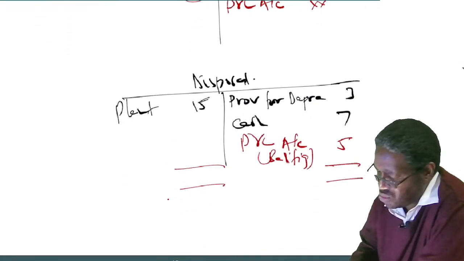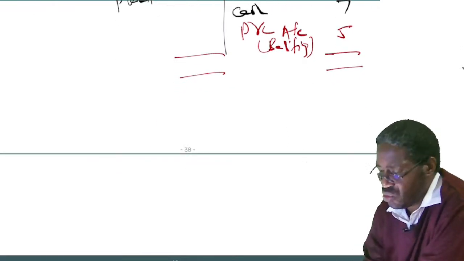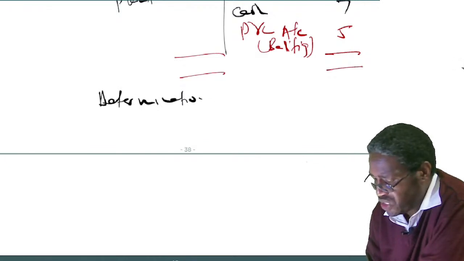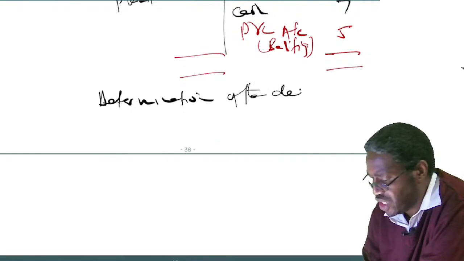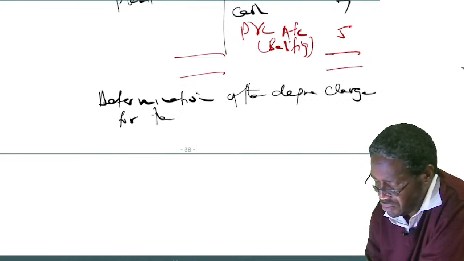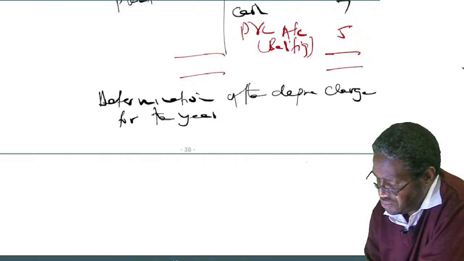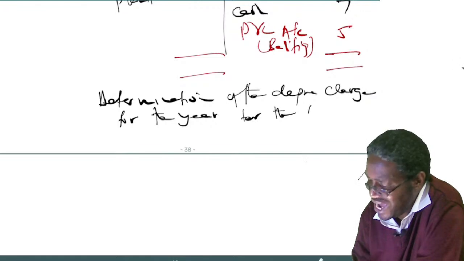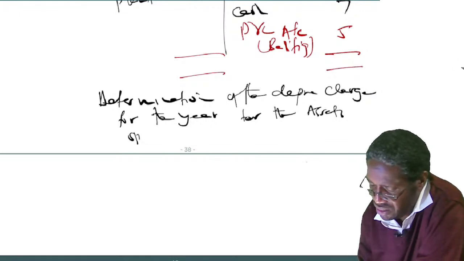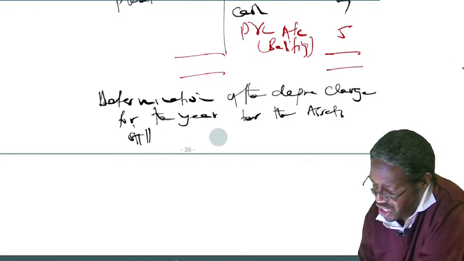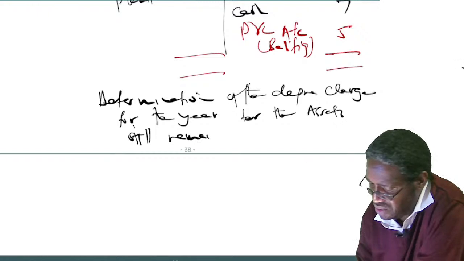So let's put down that as a working. Somewhere down there, write: determination of the depreciation charge for the year for the assets still remaining.